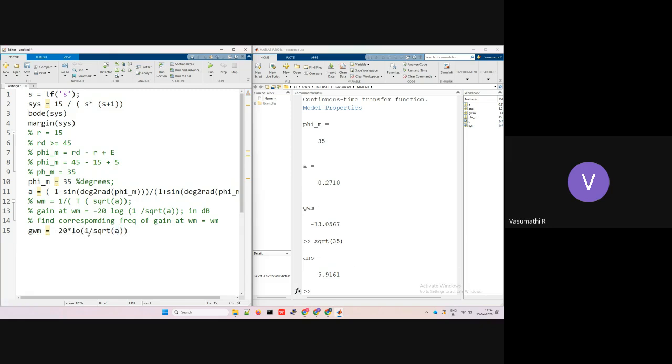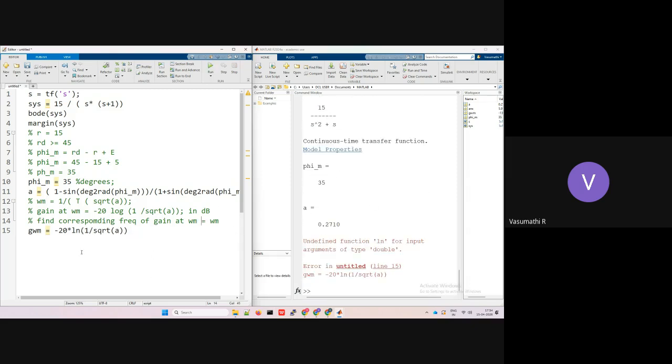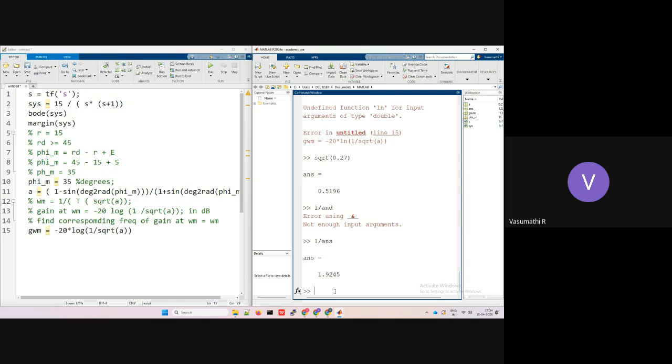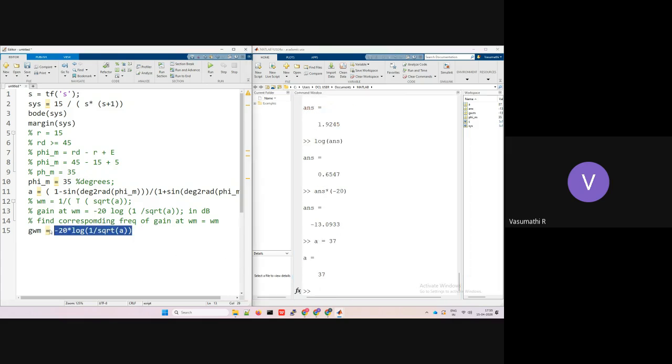Log. Then 1 divided by the answer. Log of the answer. Answer into minus 20.